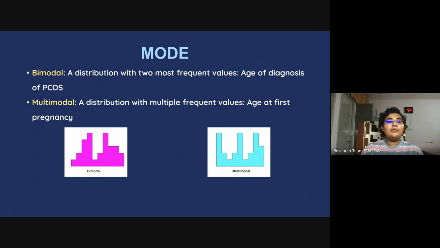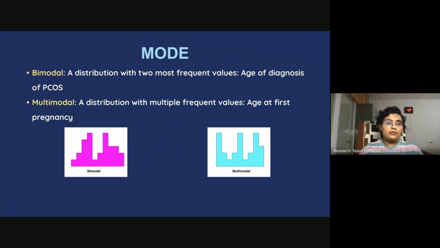And data could also have a multimodal distribution. That means you have multiple frequent values. For example, age at first pregnancy could have a peak in the late teens, a peak in the mid 20s, and a peak in the early 30s, right? So in this way we can study the data using mean, median, and mode.